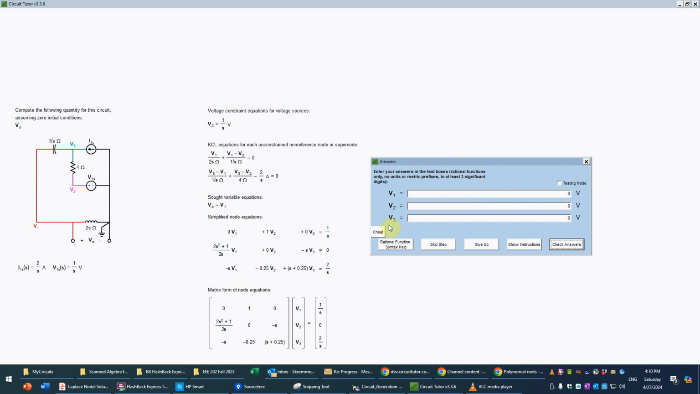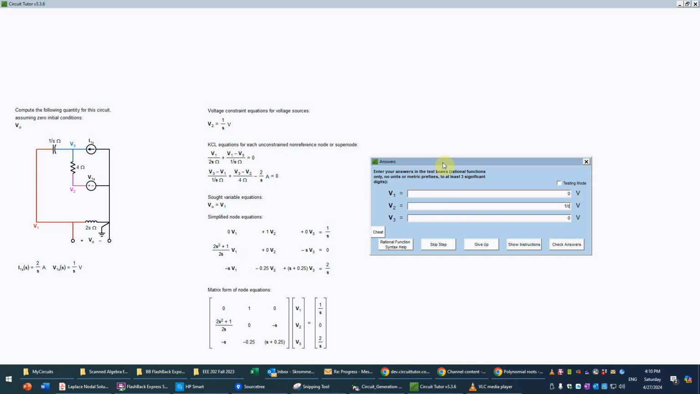Now we have to solve, and this is, of course, where most of the work comes in: actually solving for V1, V2, and V3. Well, V2, we know that's easy. We can just enter that right away as being 1 over S. But the V1 and V3 are going to require some calculations, as I said, usually using this.